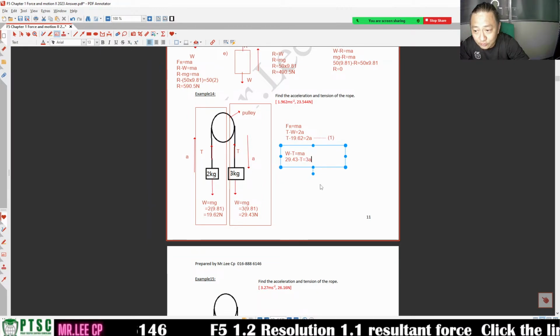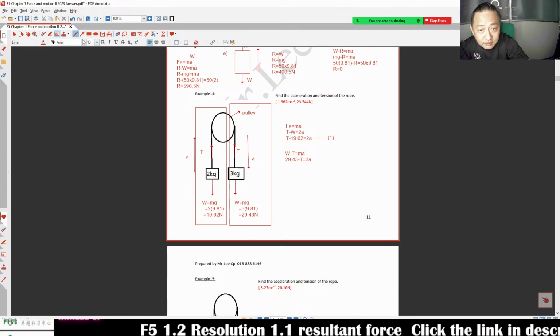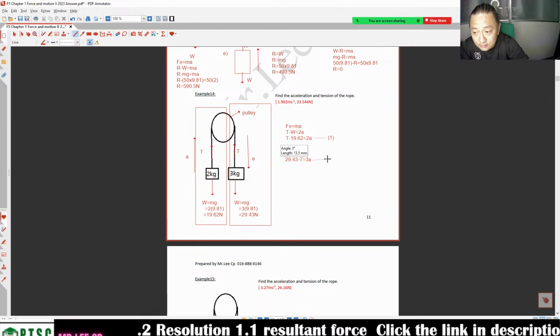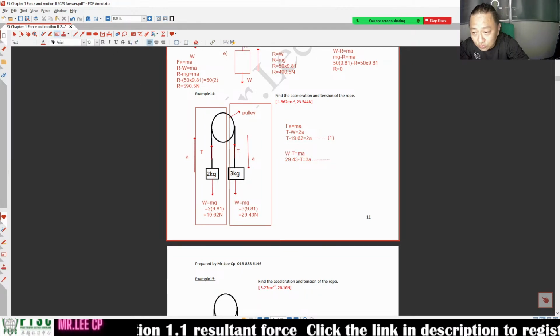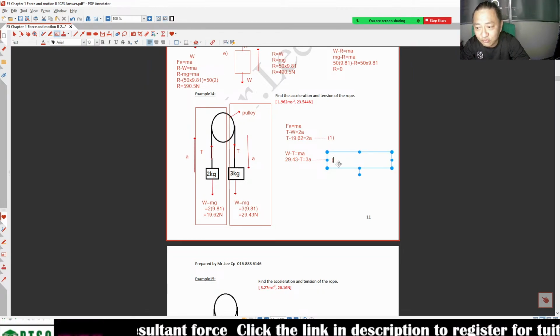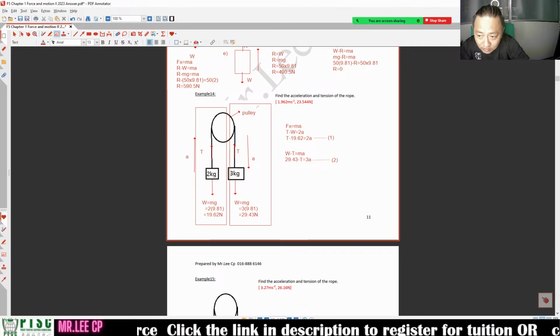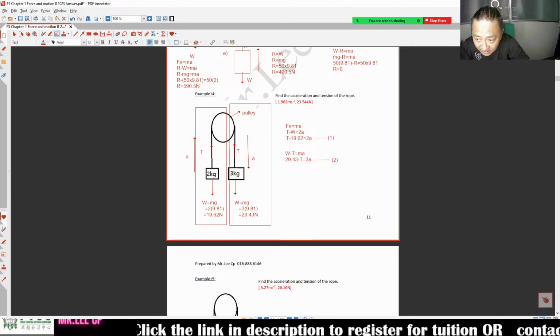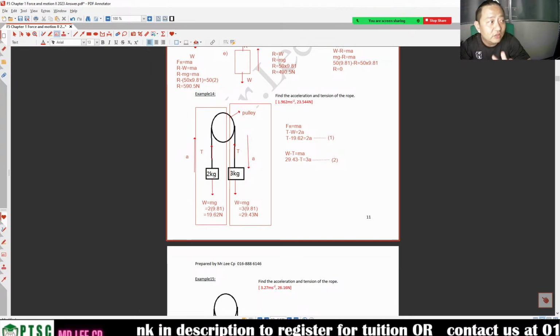This is the second equation that you have. You got two equations already, so now you can solve these two equations, right? How to solve them? The fastest way will be to add them, because this one has T and this one has negative T. You eliminate them.